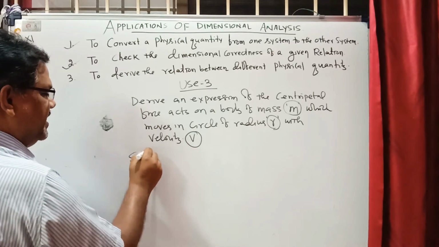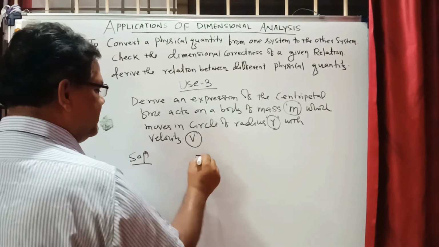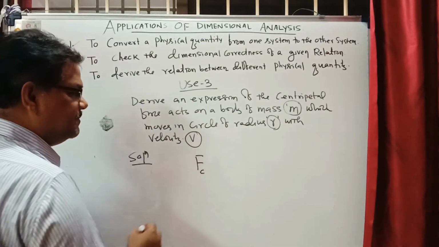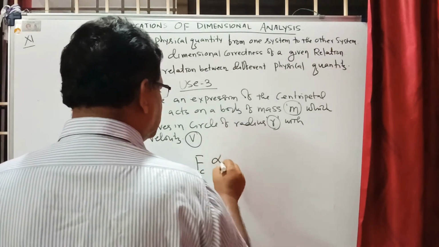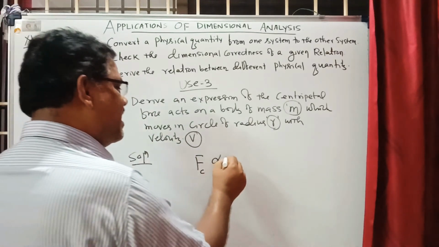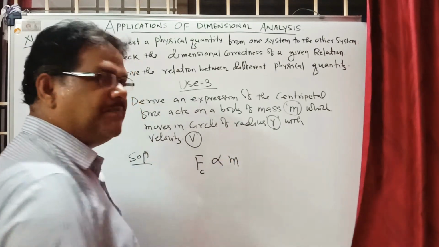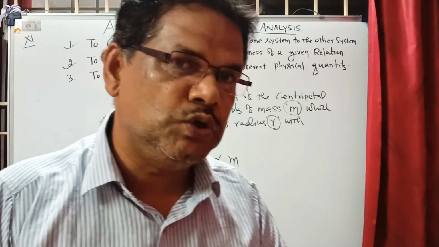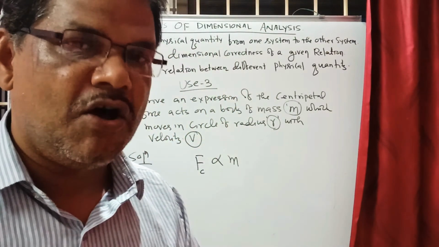How can we write it here? The centripetal force F is directly proportional to, it is depending upon m. How it is depending, we don't know. Either it is directly proportional or inversely proportional.